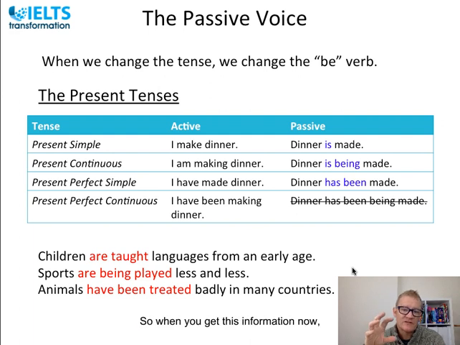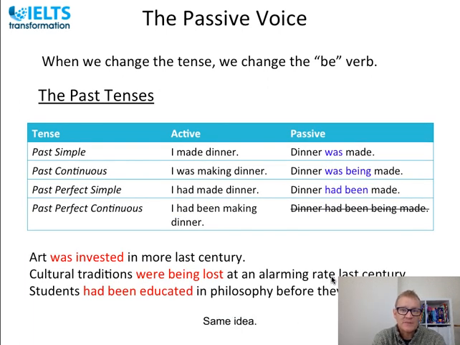So when you get this information now, you should perhaps look at an IELTS writing task and just think of some sentences that could work for that question. Don't answer the question or do a whole essay. Let's look at the past tenses, same idea. "I made dinner," "dinner was made." "I was making dinner," "dinner was being made." "I had made dinner," "dinner had been made." So we've just changed the is to was, is being, have been, back one step in the past.